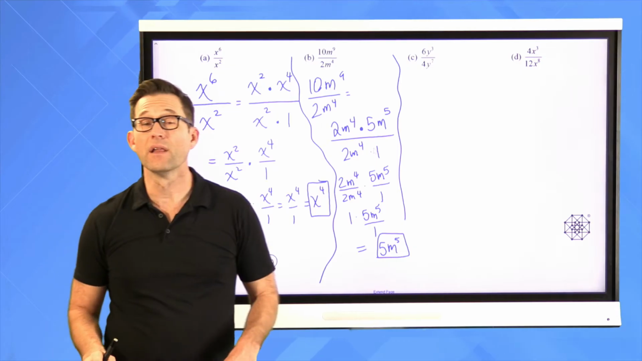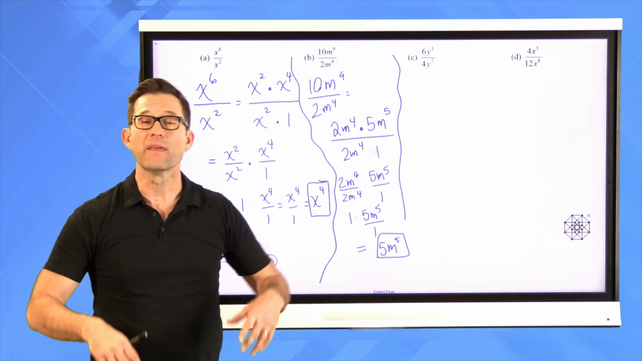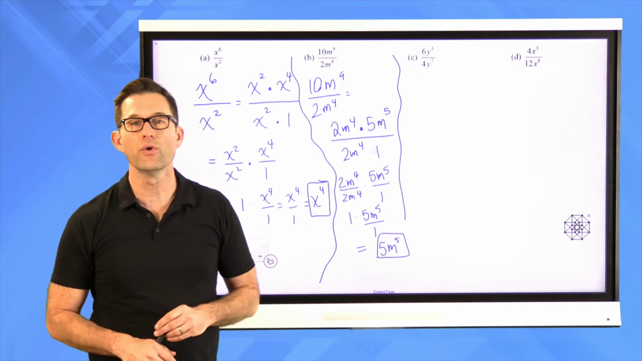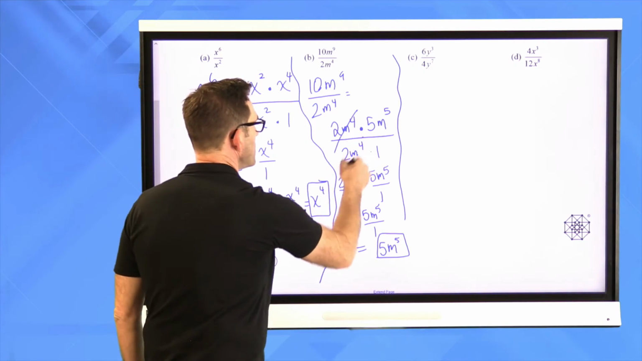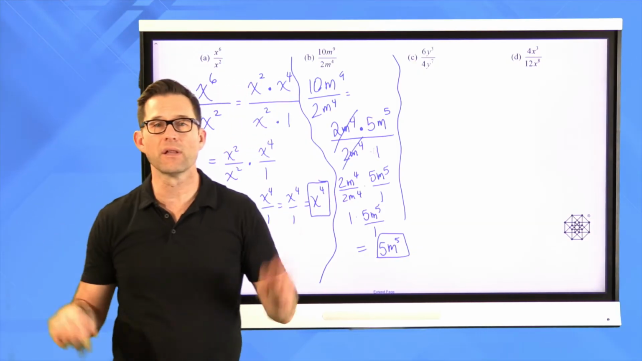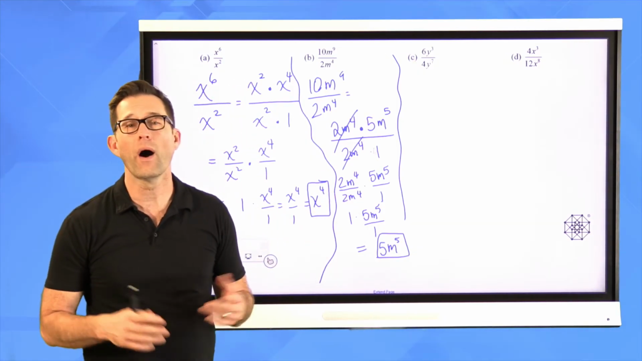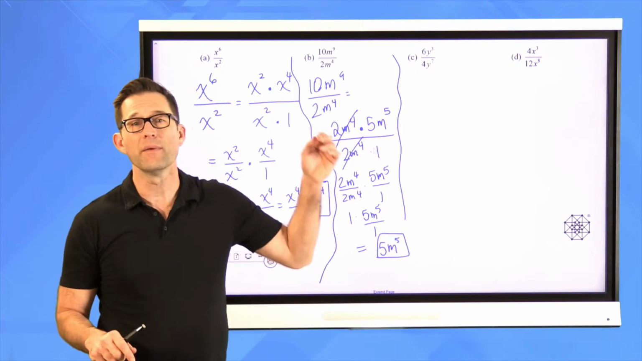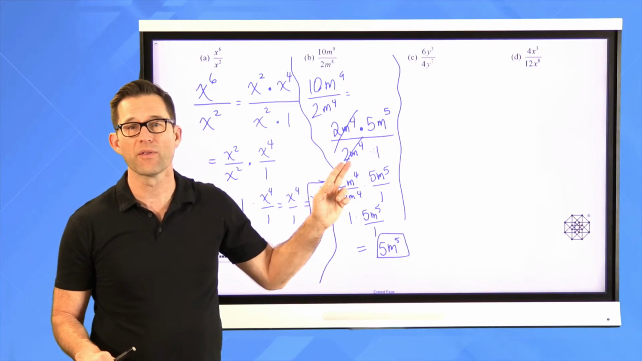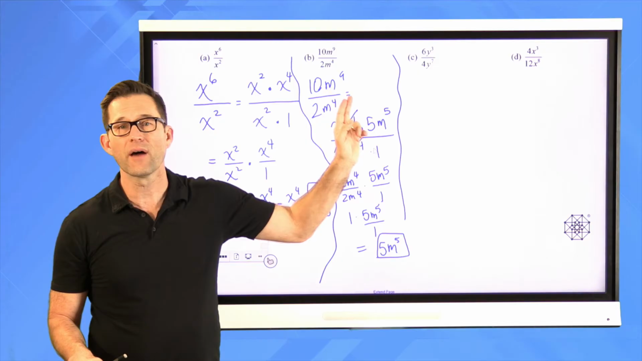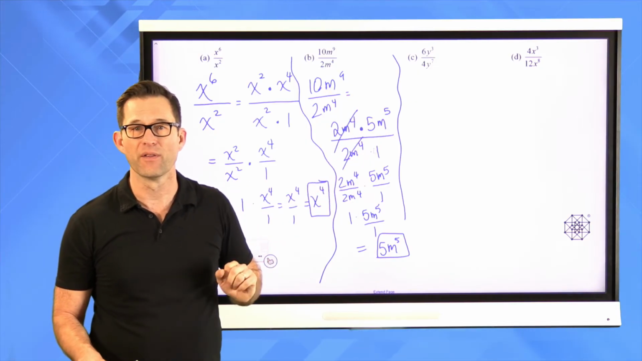I know that that's a lot of work to get down there, but again, it's really the process we're doing, as opposed to just going like this, right? Oh, they just cancel out, they just go away. Why do they go away? They go away because 2m to the fourth divided by 2m to the fourth is 1, and then 1 times 5m to the fifth is 5m to the fifth.